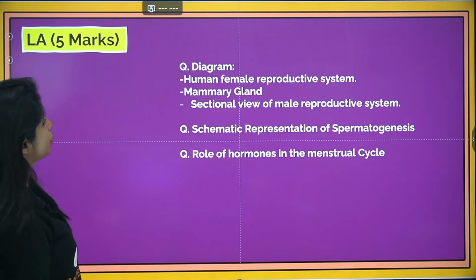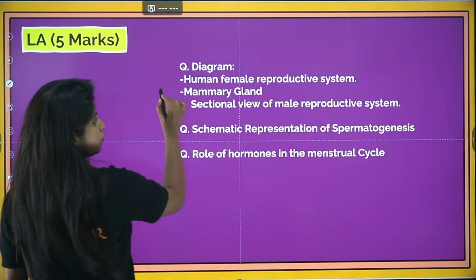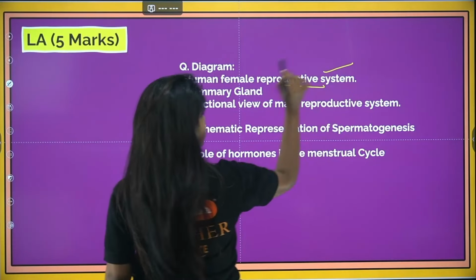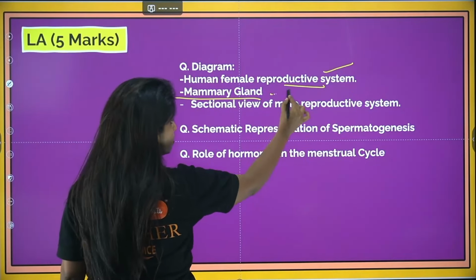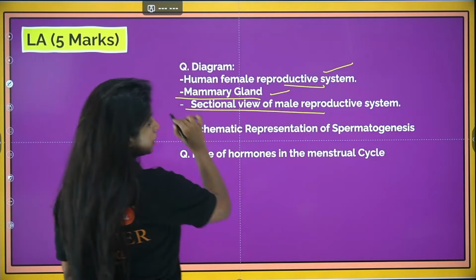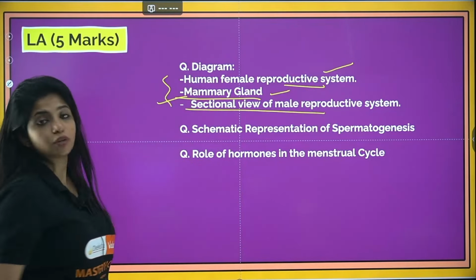Next thing, now the 5-marker questions. The human female reproductive system is important. Make sure you're practicing it. Mammary gland is important. Sectional view of the male reproductive system is important. These are the 3 diagrams that you need to follow.